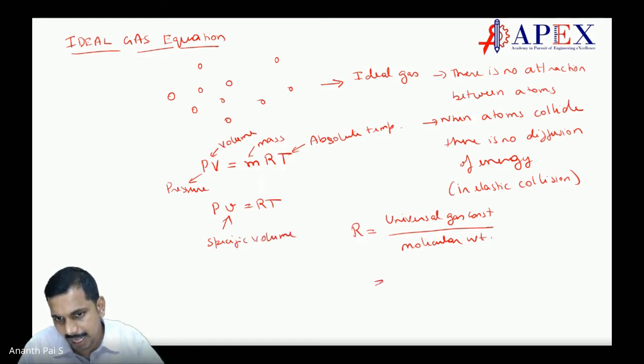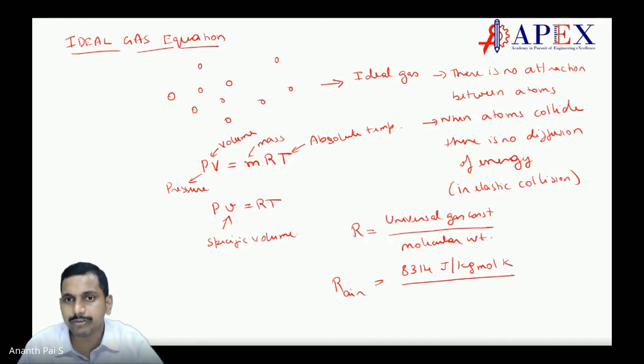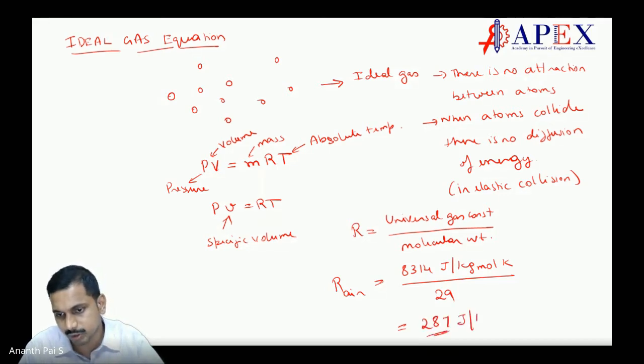Now this is R. For example, R for air would be 8314 joules per kg mole Kelvin divided by the molecular weight of air. What is the molecular weight of air, students? It's around 29. When you do that, the answer is 287 joules per kg Kelvin. R of air is 287 joules per kg Kelvin.